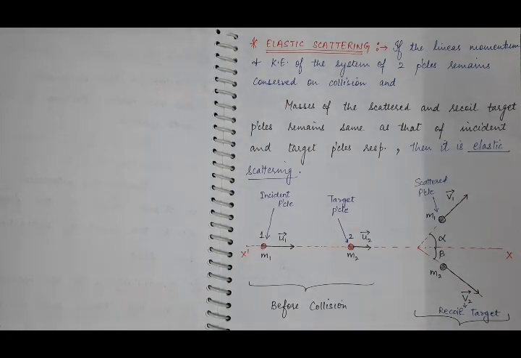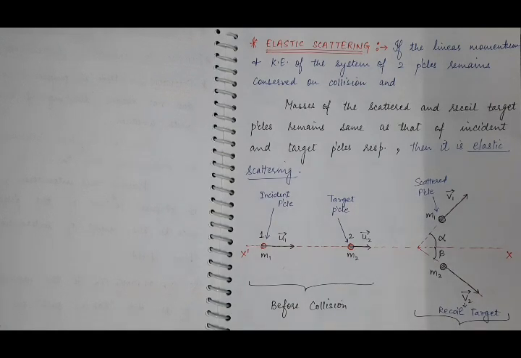Then the collisions are of three types, because the collision can be elastic, it can be inelastic. So depending upon that, the collisions are of two types, elastic scattering and inelastic scattering. And the third one, the collision can be reaction also. So first is elastic scattering.